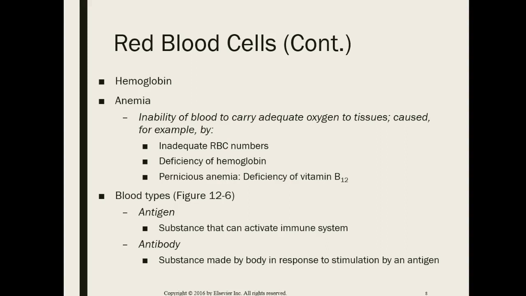Anemia is a condition where the blood is not able to carry oxygen. It can be caused by a couple of different reasons: an inadequate number of red blood cells, a deficiency of hemoglobin, or pernicious anemia, which is a deficiency of vitamin B12. Another one that's pretty common with anemia is an iron deficiency.